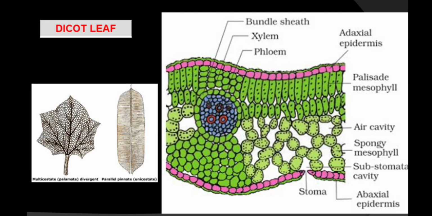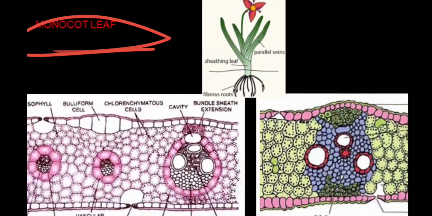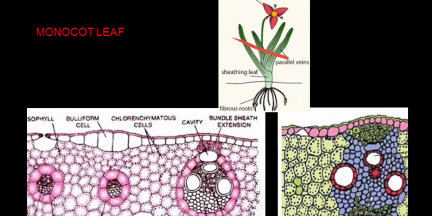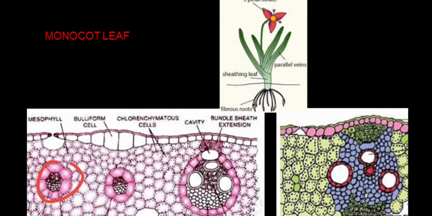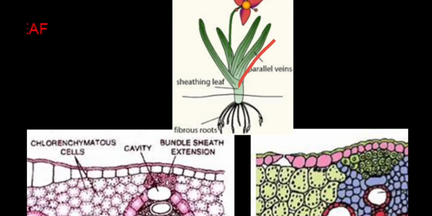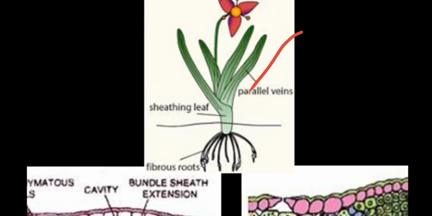Then we will focus on the next leaf, that is the monocot leaf. So in this diagram you will see that parallel venations are there. So this type of leaf is known as the monocot leaf. Now if you cut a section of the monocot leaf, you will see that the vascular bundles are quite similar in size. Okay, because there is parallel venation, and the upper epidermis and the lower epidermis you are unable to identify, because the leaf looks similar from both sides.